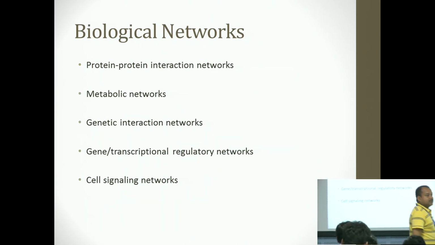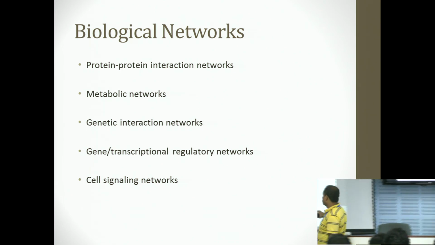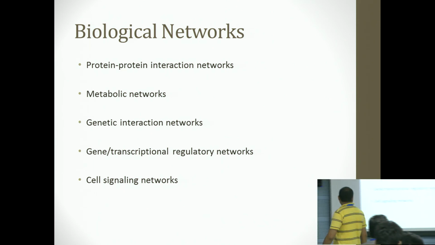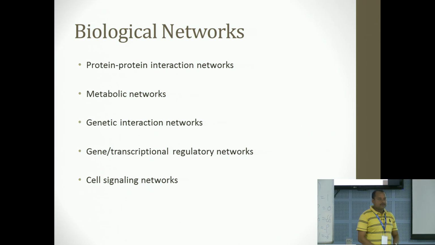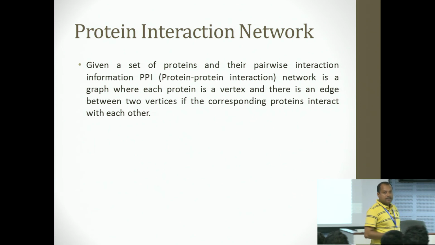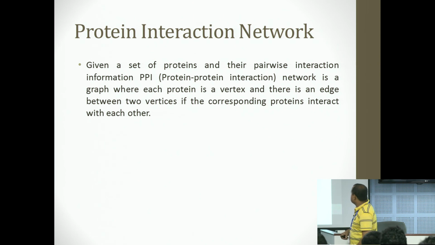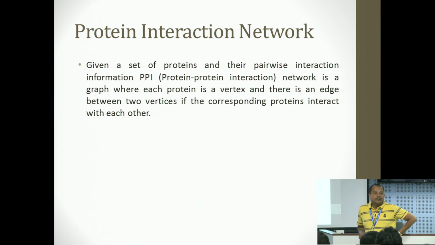In biology, we can use this network for several reasons: protein-protein interaction network, metabolic network, genetic interaction network, transcriptional regulatory network, cell signaling network, and so on. Let me explore only protein interaction, and I think you can map it for other cases also. The definition will be like this: given a set of proteins and their pairwise interaction information, PPI, construct a graph where each protein is a vertex, and if there is any interaction between two proteins, then there is an edge between the two corresponding vertices. Very simple.